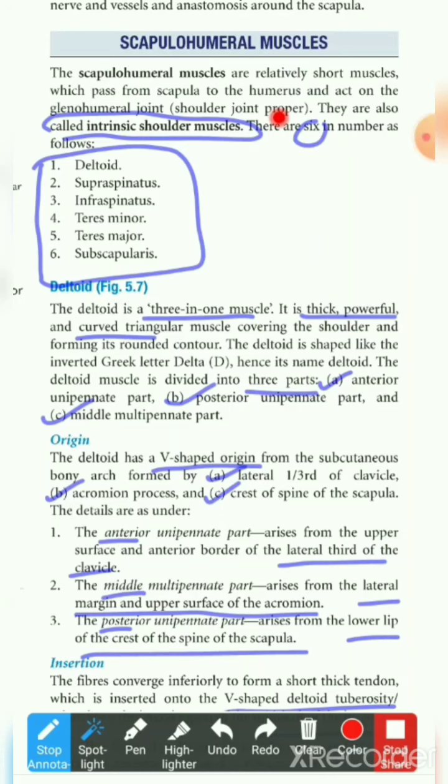Then insertion: it is inserted on the superior facet, or upper part, of the greater tubercle of the humerus. And the nerve supply is related to the name of the muscle, that is the suprascapular nerve, root value C5, C6. In action, it initiates the abduction of the shoulder and is responsible for the first 15 degrees of abduction. So you can say from 0 to 15 degrees, abduction of the shoulder joint is by the supraspinatus, and from 15 degrees up to 90 degrees, the abduction is done by the deltoid muscle.